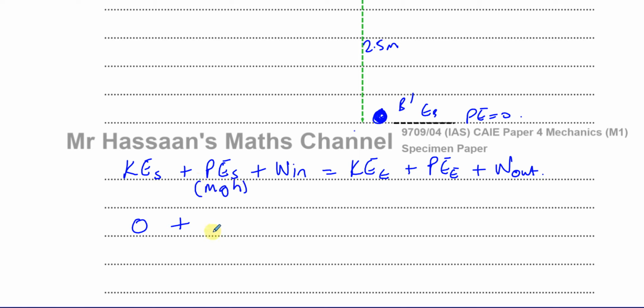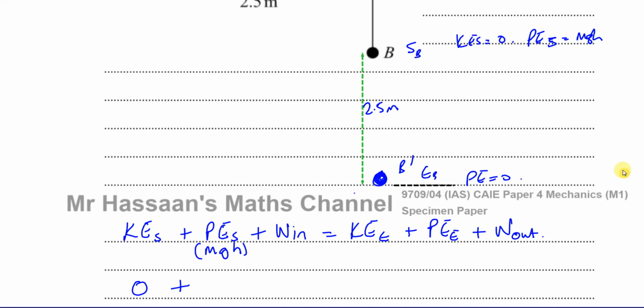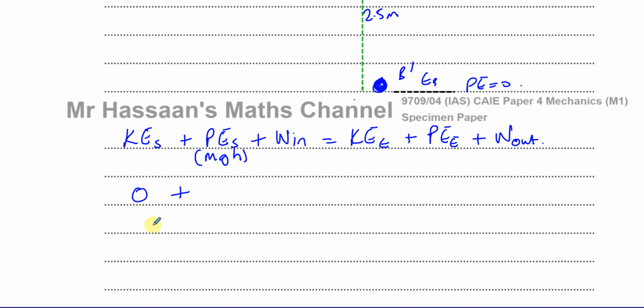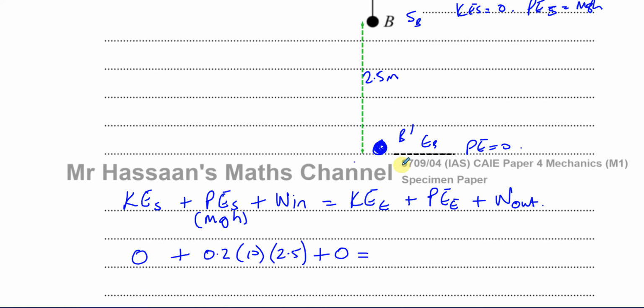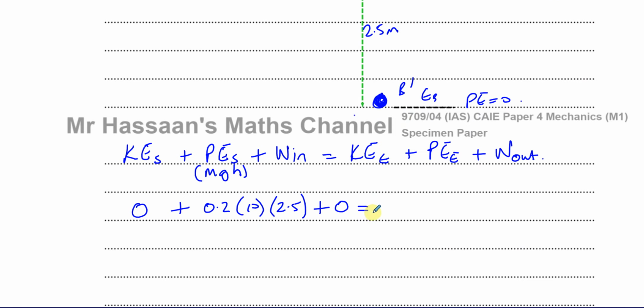Mgh is just weight times its height, the work done against gravity. So it's the mass, which is 0.2, times g, which is 10, times h, which is 2.5, plus the work in, which is 0. There's no work going into the system. There's nothing pushing it or anything like that. It's just gravitational force, which is included in the potential energy.